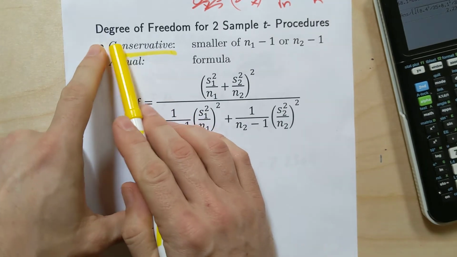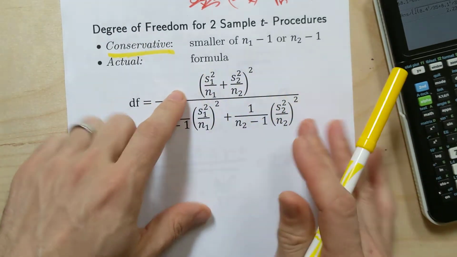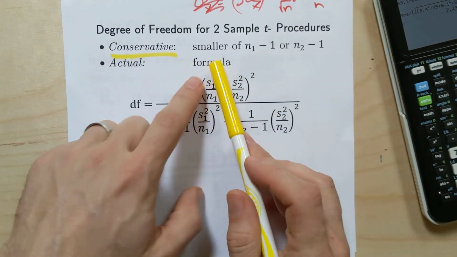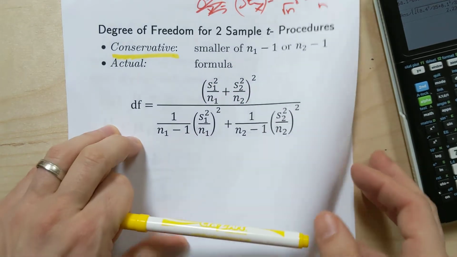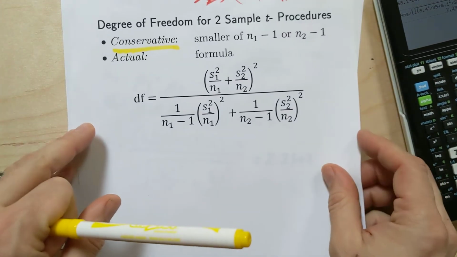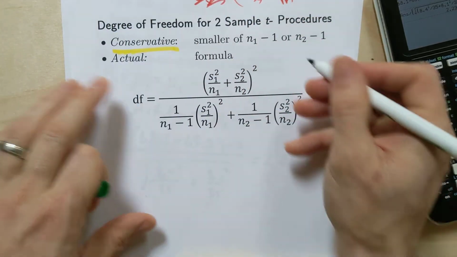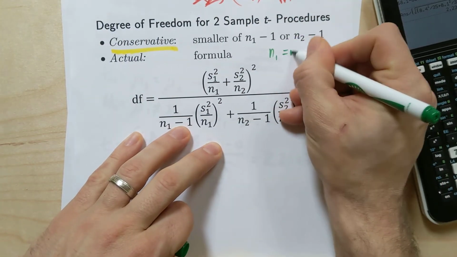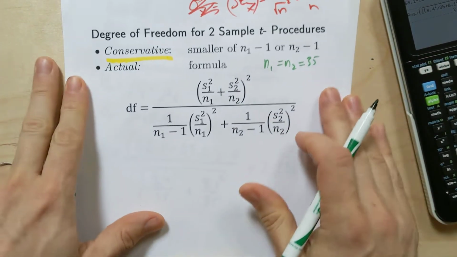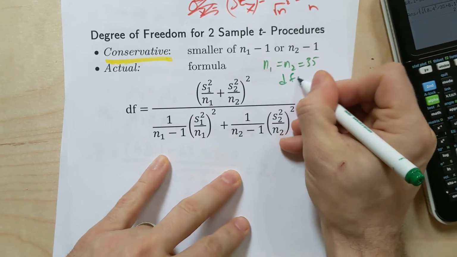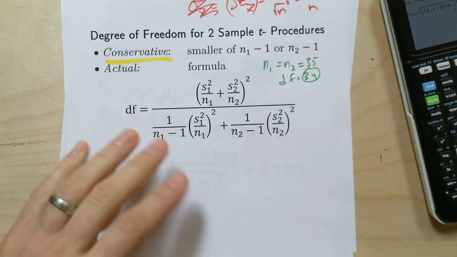So the degree of freedom for two-sample t procedures, and this will be the same for a t-test or a t-interval, is always going to be, in a conservative approach, the smaller of n1 minus 1 or n2 minus 1. So in this case, we actually had the exact same n. In both scenarios, n1 was equal to n2, and they were both equal to 35. And so if we used the conservative approach, then our degree of freedom would simply be 34. And we could go ahead and use that, right?